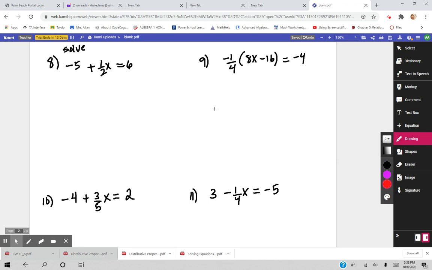So let's create a zero here by adding a 5 here and a 5 here to eliminate the -5. So now this is gone. We have 1/2 x here, positive 1/2 x equals 11. Remember what I told you when there's a 1 in the numerator? You can use a shortcut. Just multiply these two. And the answer is x equals 22.